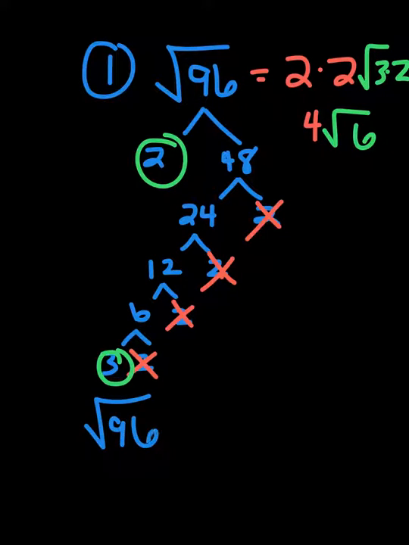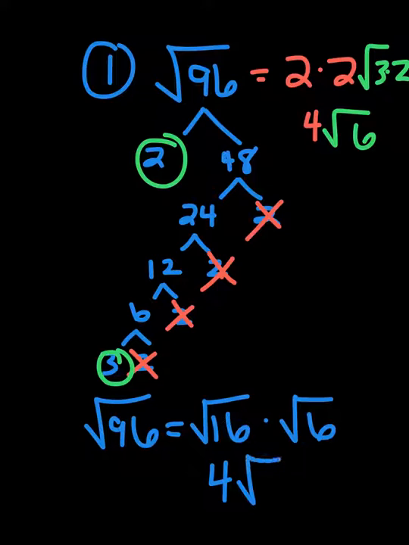Another way that I could have done this is I could have seen that the square root of 96 could be broken up into the square root of 16 times the square root of 6. If I'm using the second method, I'm really trying to find what perfect square is a factor of the number that I'm trying to simplify. So 16 is a perfect square, and it's also a factor of 96. So I break 96 up into square root of 16 times the square root of 6, giving me 4, since that's the square root of 16, times the square root of 6. You can pick which method works best for you.